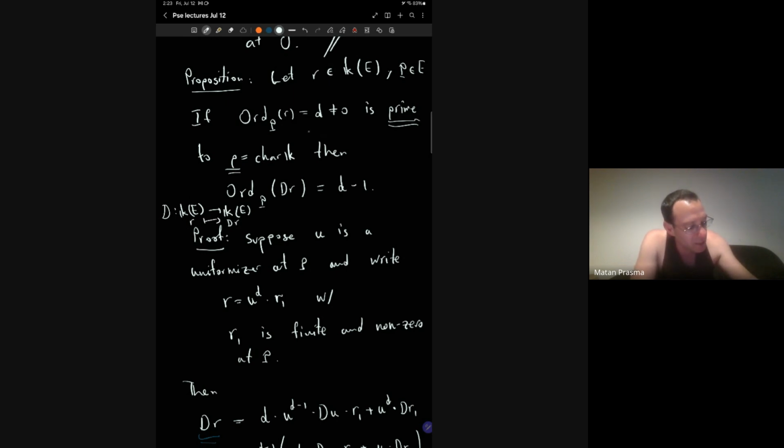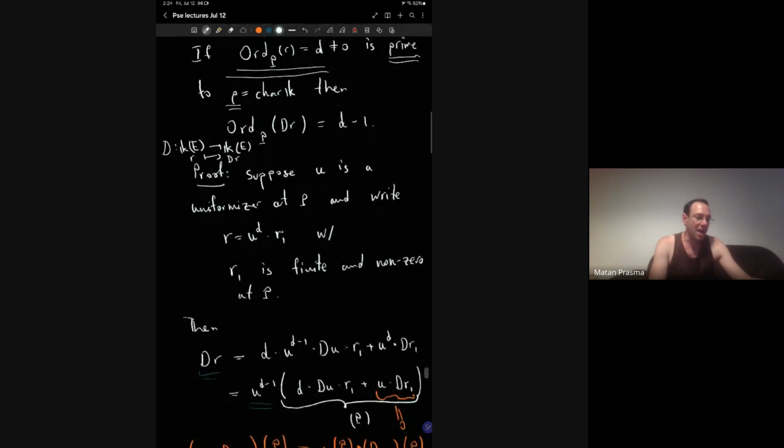We have an assumption. The assumption is that the order of r at p is d. What does it mean? It means that for a uniformizer at p, I can write r as u to the d times some other rational function, r1, such that r1 is finite and non-zero at p. This is by definition what is the order of a rational function. And of course, u at p is always zero, because this is always true for a uniformizer. And now, because I can write r as a product, I can do d of r is like d of a product, right?